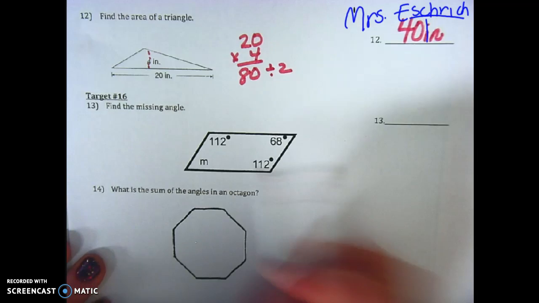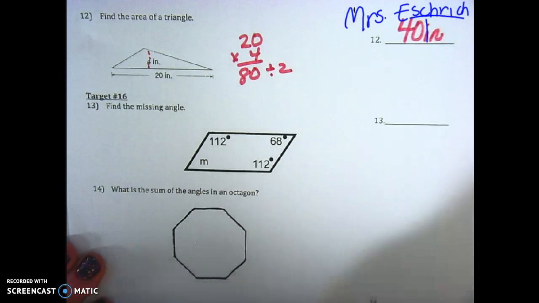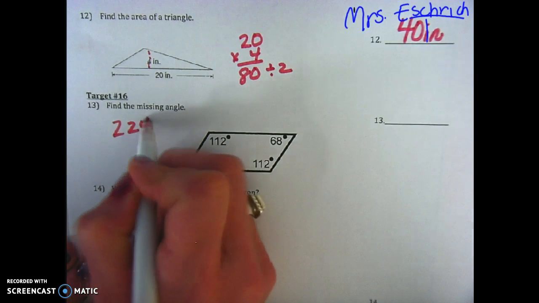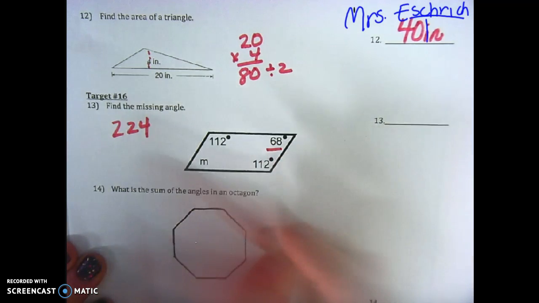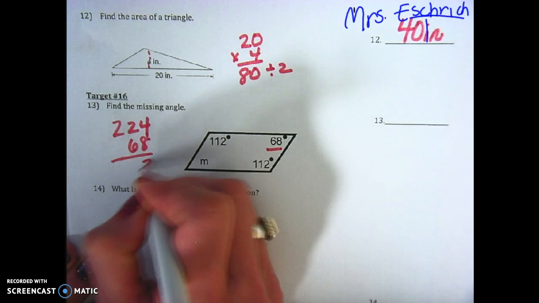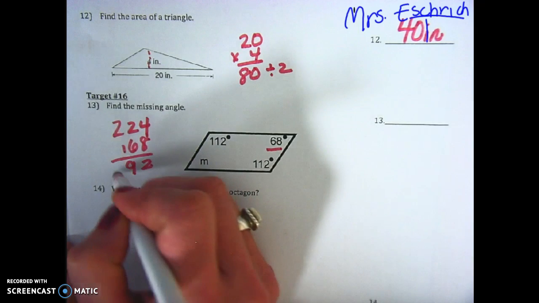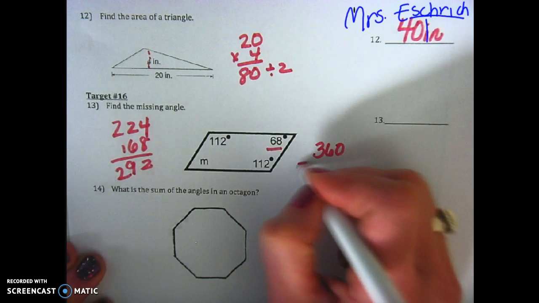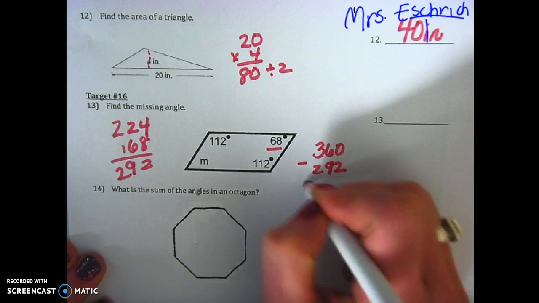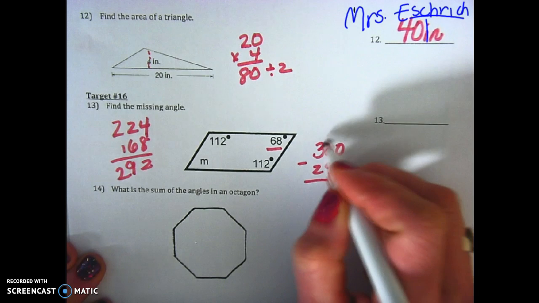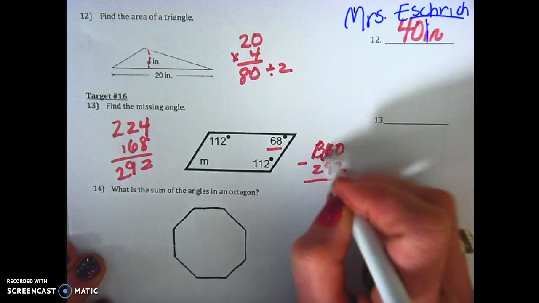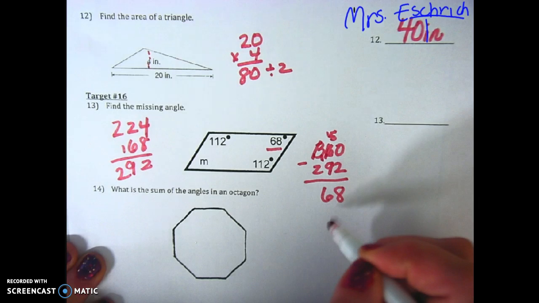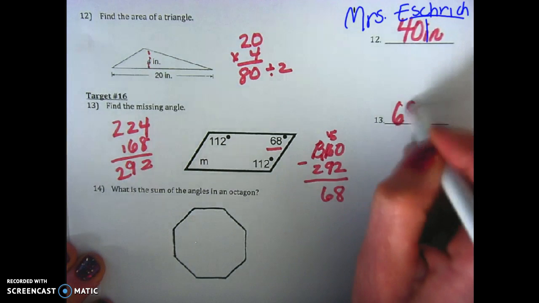Find the missing angle. Four angles have to add up to 360. 112 and 112 is 224. I just did that mentally in my head. Okay, that adds 68 here. So we have 360 degrees in all, every four-sided shape. We subtract that. Did I do that right? Yep, 68 degrees.